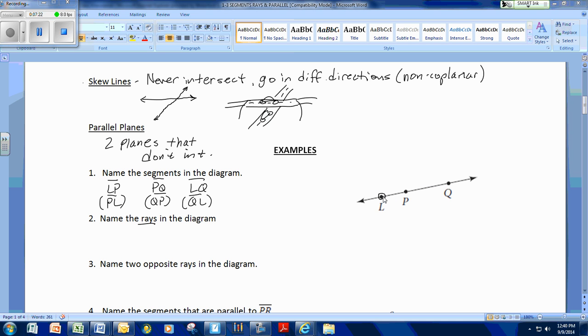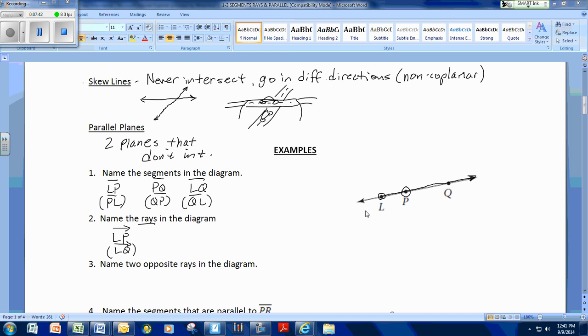Now there's one ray going this direction from the endpoint L. So we can call that ray LP, or we can call it ray LQ. It's the same ray. All right.